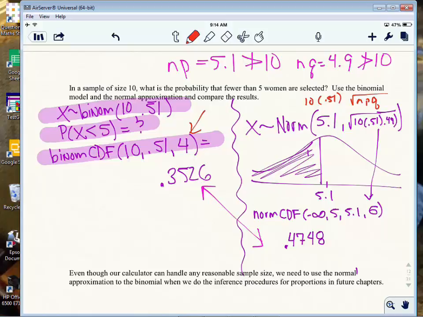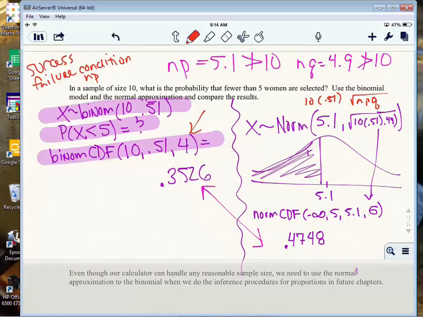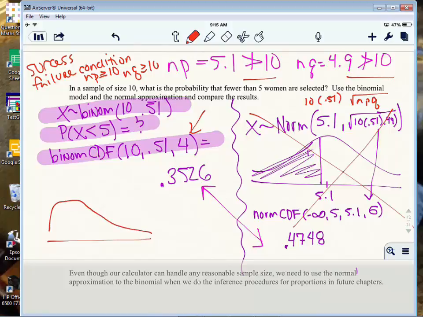Okay, they are fairly different. Why are they different? Sample size isn't big enough. It actually failed the success failure condition. Okay, the success failure condition, which again is NP greater than or equal to 10 and NQ greater than or equal to 10, it failed it. So we should not have tried to do it with the normal model. It's not close enough. So this shape actually probably was more like this than normal, which is why it messed up.